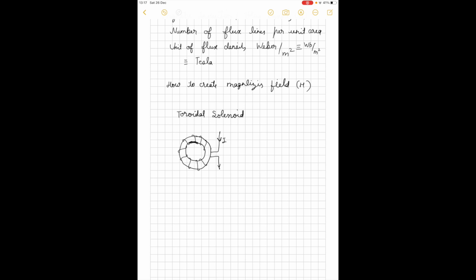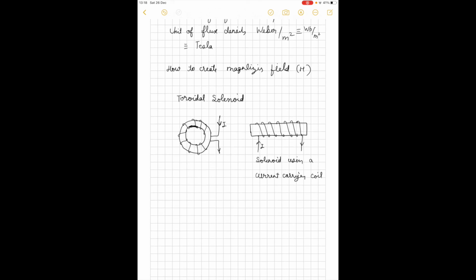The other example that I just said is a solenoid made using a current carrying coil. I just need to draw a cylindrical kind of geometry. Let's say here the current is coming. It's something like this, and we have wires going around. This is another geometry which we will use to generate the uniform magnetizing field.